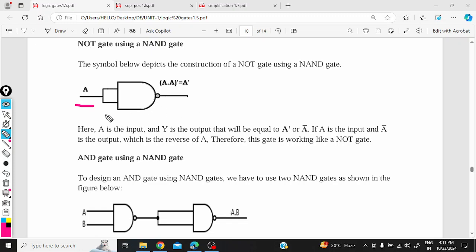Now if I am giving 0 0 as input, a NAND gate with 0 0 will produce 1. If I am giving 0, it is giving 1. If I am giving 1, it is going to produce 0. So it is acting as a NOT gate.